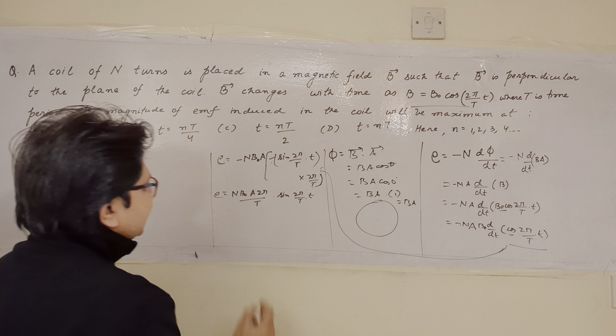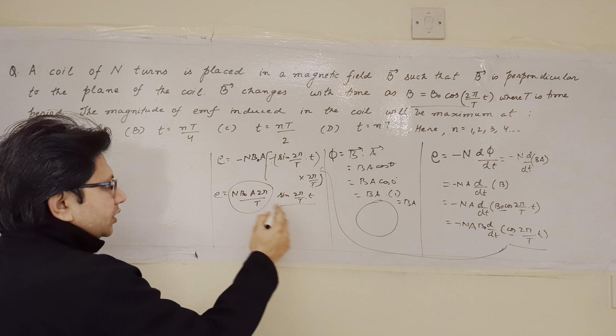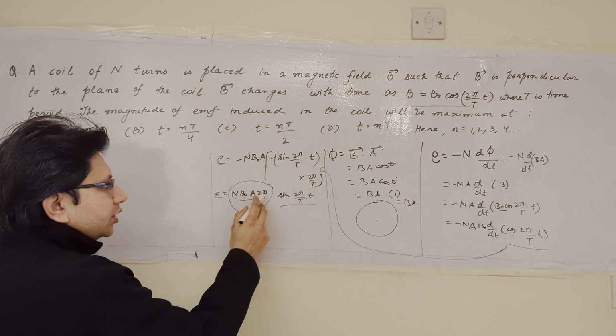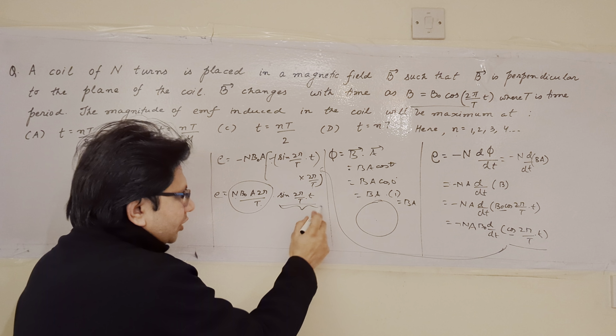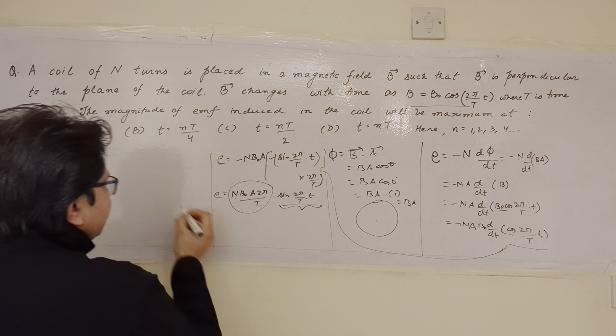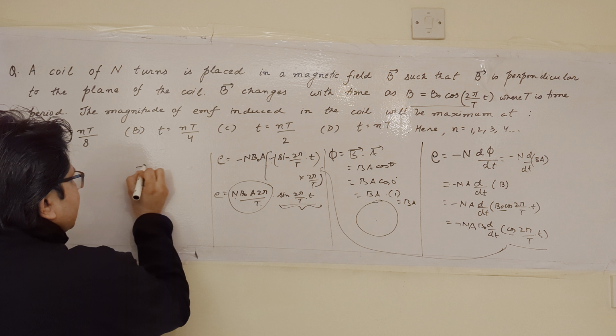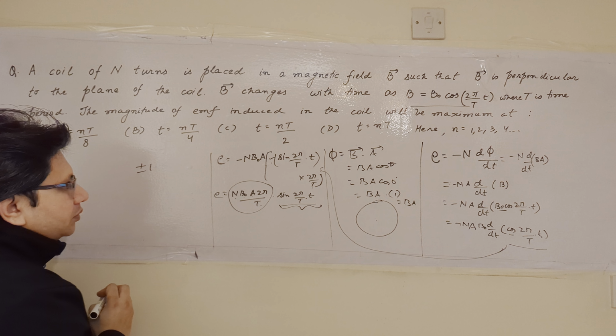Now we have to maximize the value of EMF according to the problem. So to maximize the EMF, we know that the coefficient of sine is constant: n, B naught, A, 2 pi, T, all these terms are constant. The only variable term is this. So we have to maximize this. And we know that sine is maximum and its maximum value is either plus or minus 1.